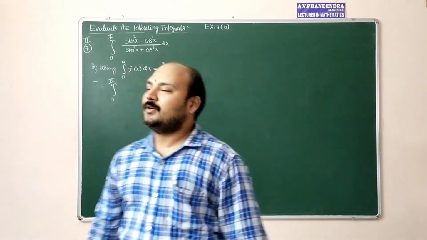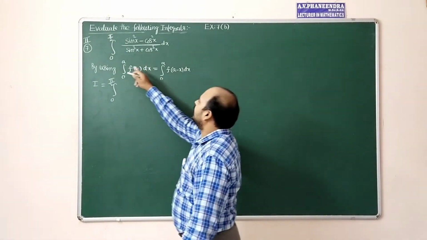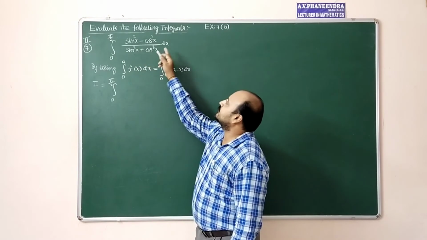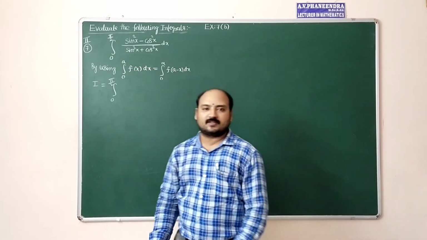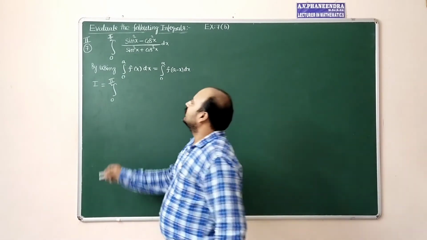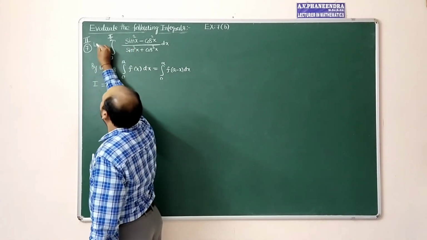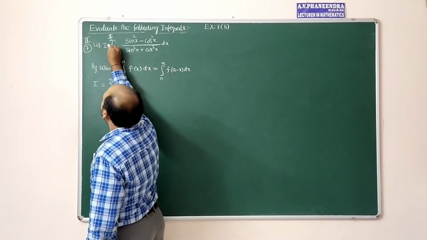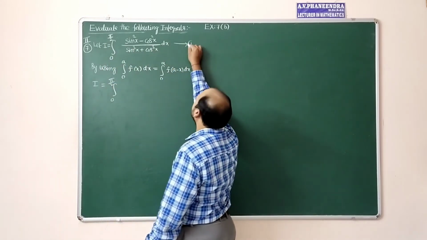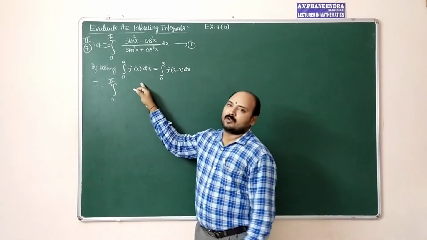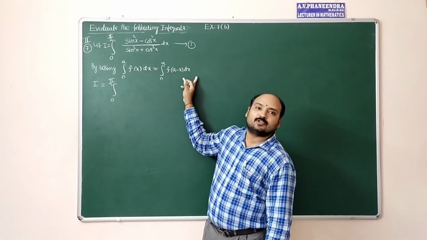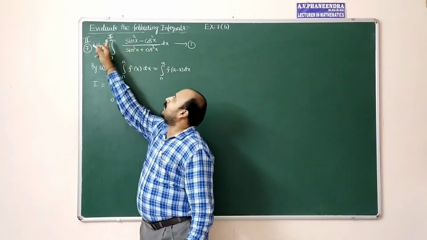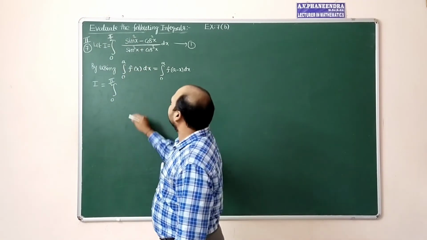The next question. Evaluate integral 0 to pi by 2 of sin square x minus cos square x divided by sin cube x plus cos cube x into dx. Like the previous one, let the given integral be I. Put that as equation number 1. By using this formula, integral 0 to a f of x dx equal to integral 0 to a f of a minus x into dx, wherever x is there, you have to replace it with pi by 2 minus x.